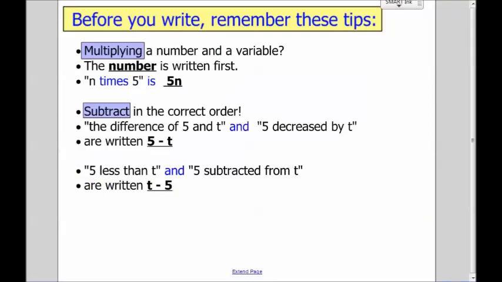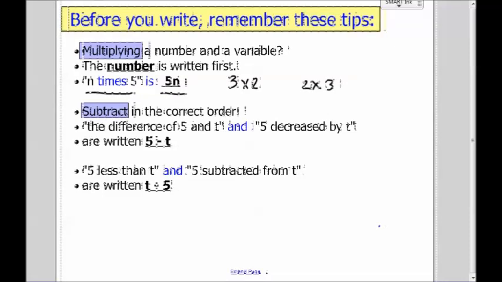This part is really, really important. When you multiply a number and a variable and you have this in your notes, you write the number first. N times 5 is written 5n. You could also say 5 times n, because when you multiply, it doesn't matter what comes first. Here's an example. They're equal. It doesn't matter what comes first. This is n times 5 or 5 times n. Either way you write it is fine.